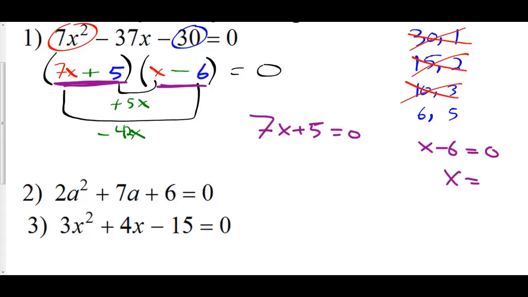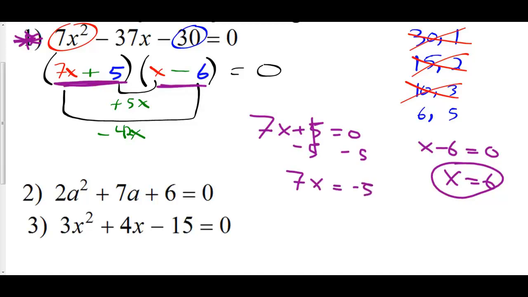Oh, I almost forgot a step that I always complain when you guys forget. So I set the factors to 0 because this is a solving equation. And the second factor is easy. We get x equals 6 pretty quick. The first factor is different because now we have to take 7x plus 5 and subtract 5 on both sides. And we now have 7x equals negative 5, and we have to divide by 7.